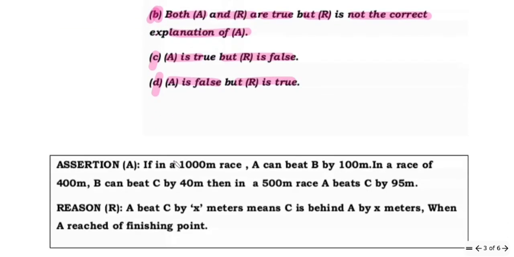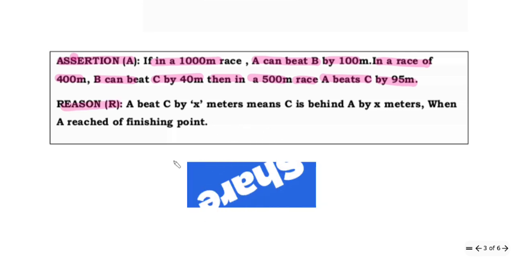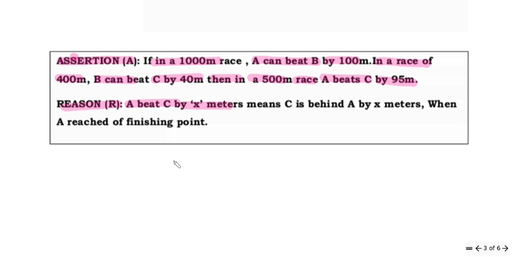Let's figure out one example question from this pattern. So assertion A states: if in a 1,000-meter race, A can beat B by 100 meter, in a race of 400 meter, B can beat C by 40 meter, then in a 500-meter race, A beats C by 95 meter. Reason R says: A beats C by X meters means C is behind A by X meters when A reaches the finishing point.